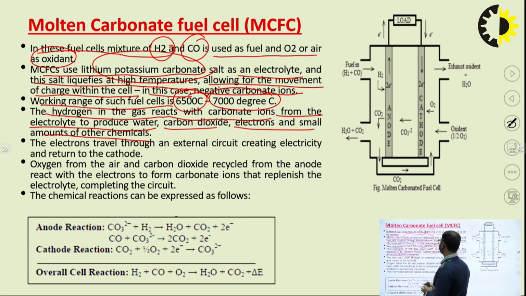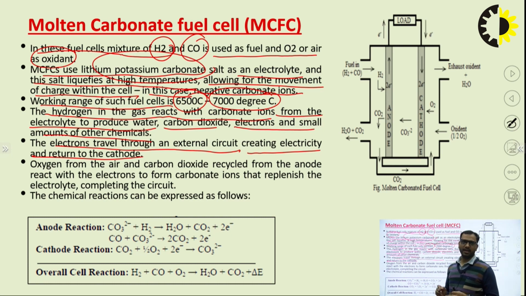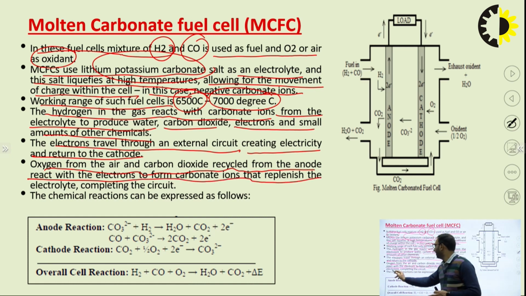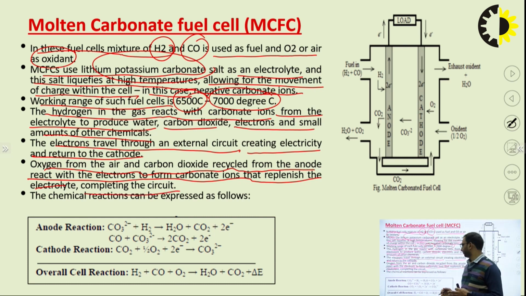The electrons travel through an external circuit creating electricity and return to the cathode. Then oxygen from the air and carbon dioxide recycled from the anode react with the electrons to form carbonate ions that replenish the electrolyte, completing the circuit. The chemical reaction can be expressed as here. This is the anode.